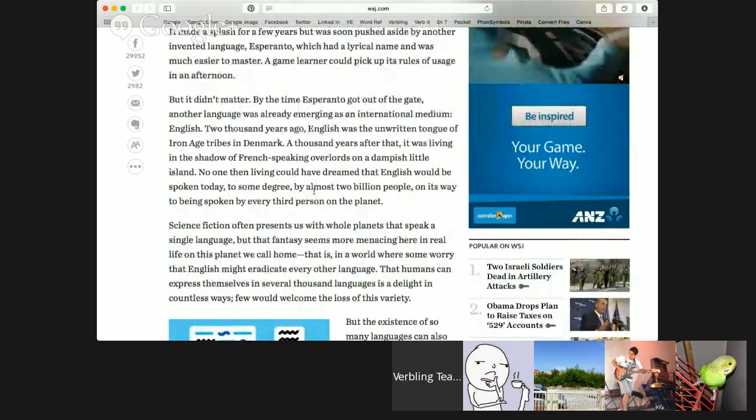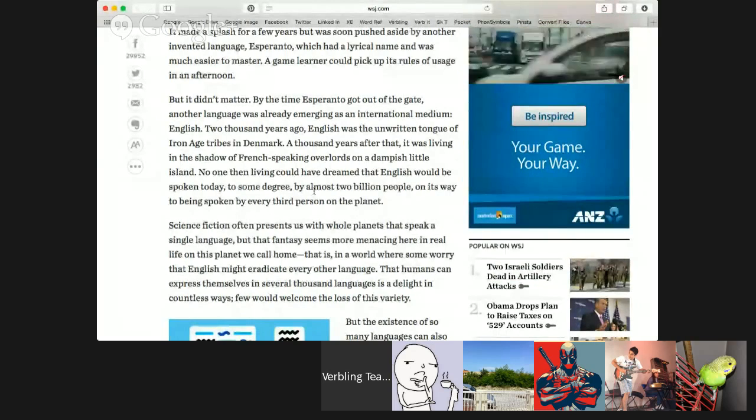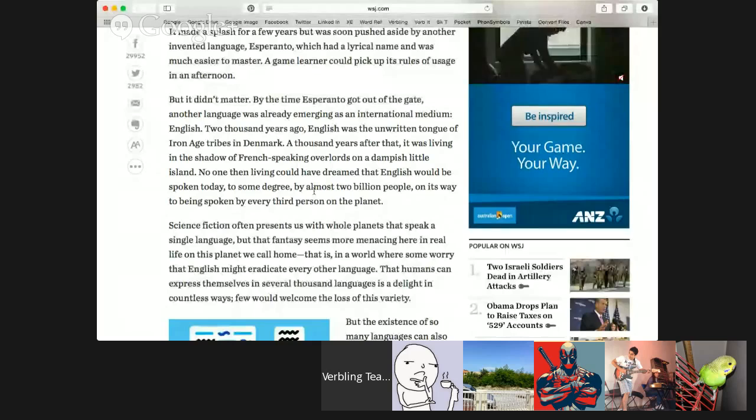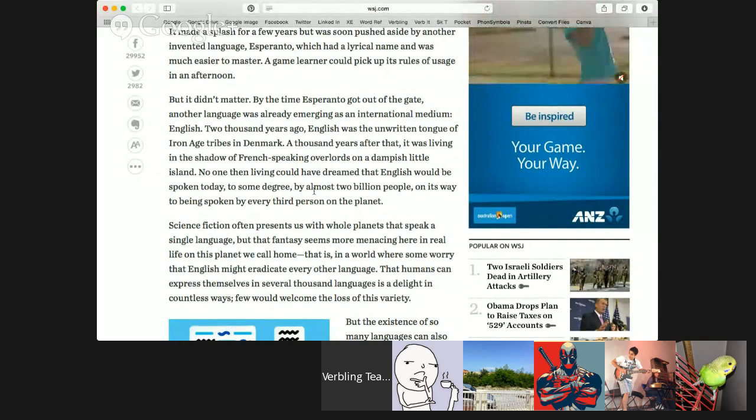Okay, but it didn't matter. By the time Esperanto got out of the gate, another language was already emerging as an international medium, English. 2,000 years ago, English was the unwritten tongue of Iron Age tribes in Denmark. 1,000 years after that, it was living in the shadow of French-speaking overlords on a dampish little island. No one then living could have dreamed that English would be spoken today, to some degree, by almost 2 billion people, on its way to being spoken by every third person on the planet.